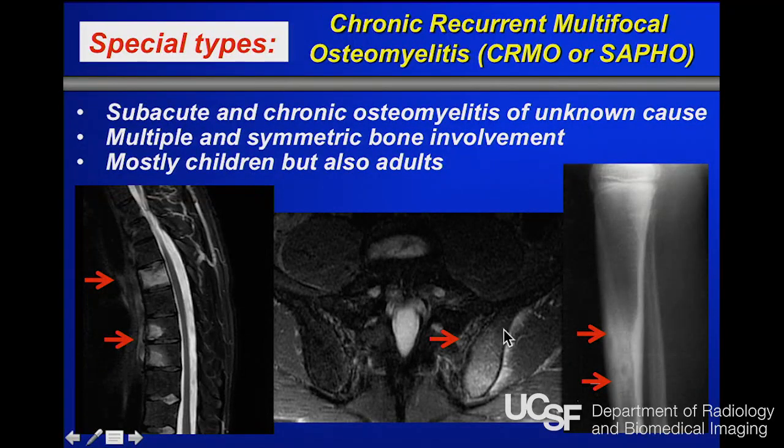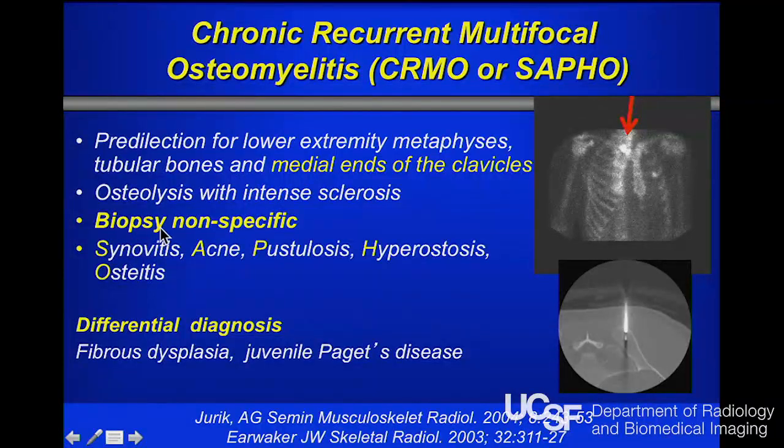And here you have the ilium, which is involved. The disease starts, it persists over a long time. It may go away, it may come back again. You see this typically in children, but you may also see it in adults. And very important is that if you biopsy these patients, the biopsy is really non-specific. So this is really a diagnosis of exclusion.